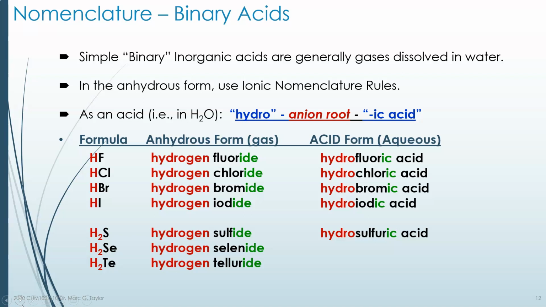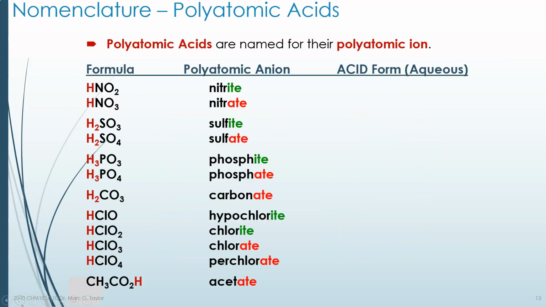So you have to be careful with sulfur compounds. Hydrogen selenide becomes hydroselenic acid. So there the root stayed the same. And hydrotelluric acid is made from hydrogen telluride. So those are the binary acids. Let's look at the polyatomic acids.